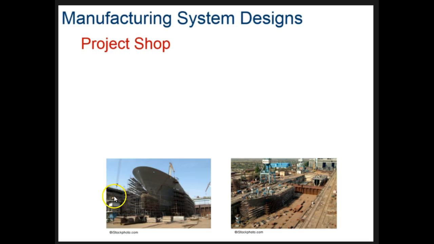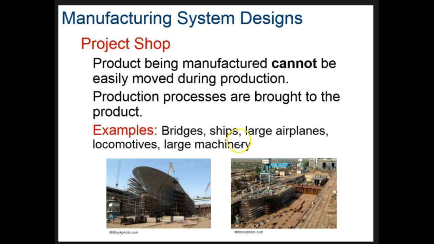This is a project shop where they're building this very large boat. Here's a project shop where it looks like they're building maybe a parking garage. Examples of things that are built in what's called a project shop include bridges, ships, large airplanes, and large machinery, like something that would go on the boat. Very, very large, so that we cannot transport it from where it's made to where it's going to be used, so we build it right where it's going to be used.